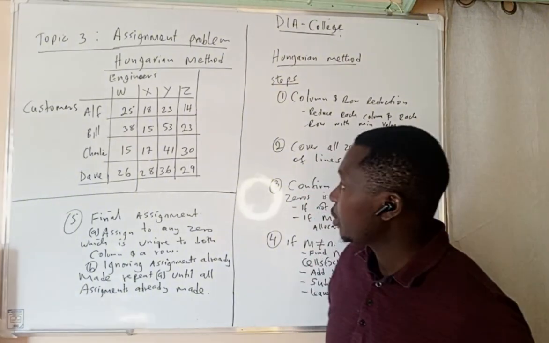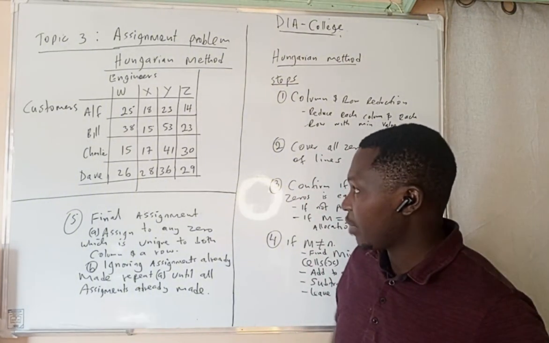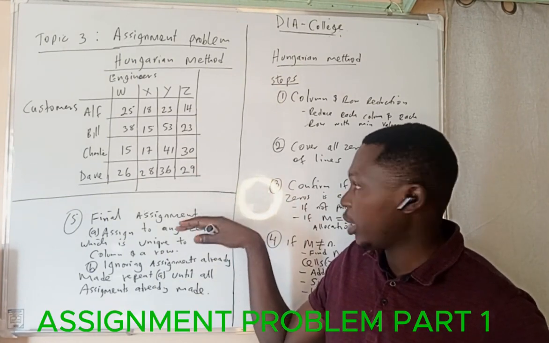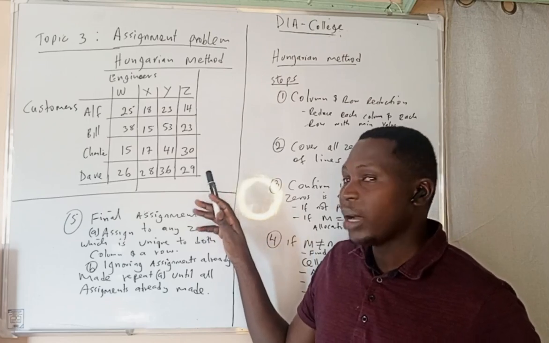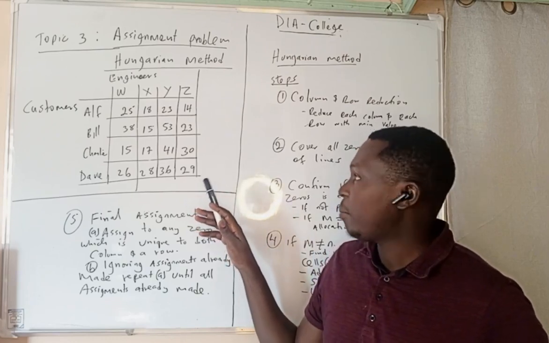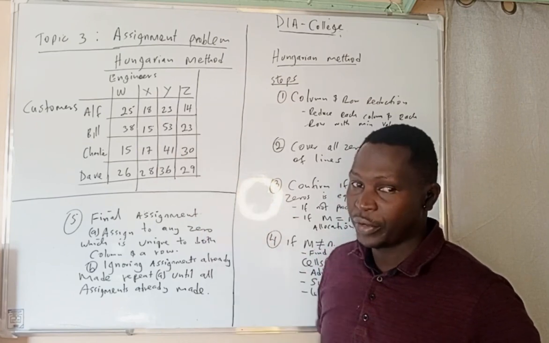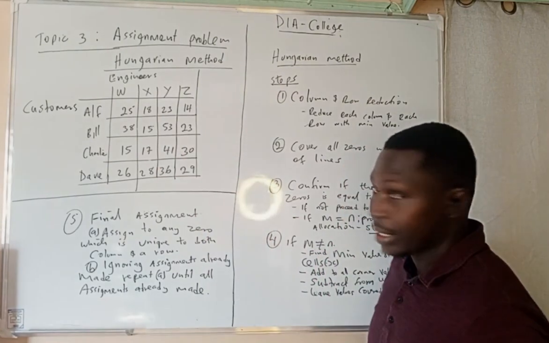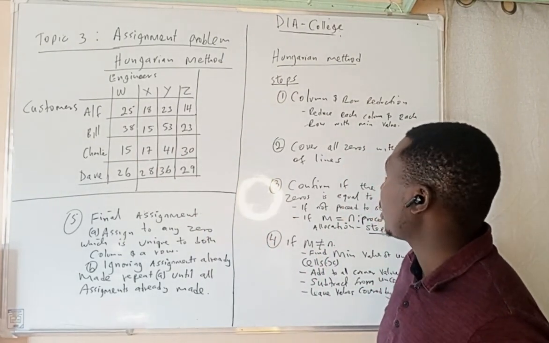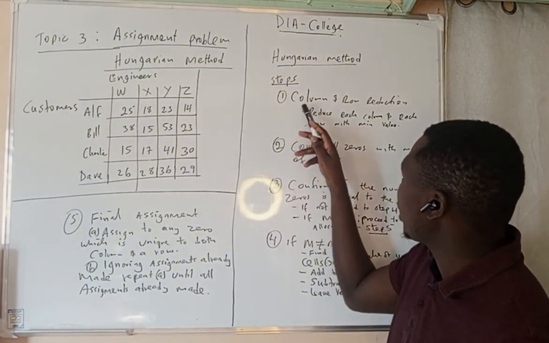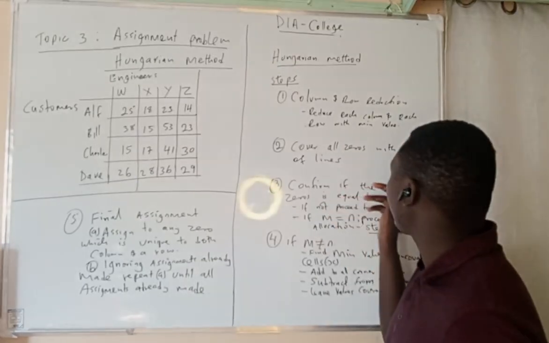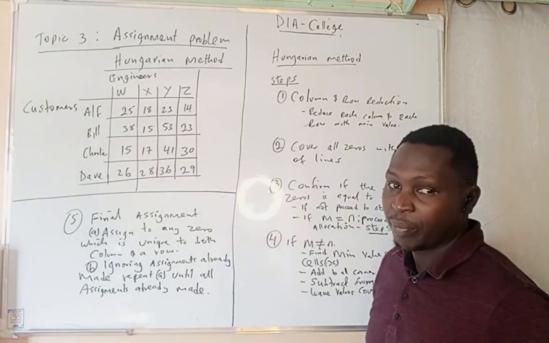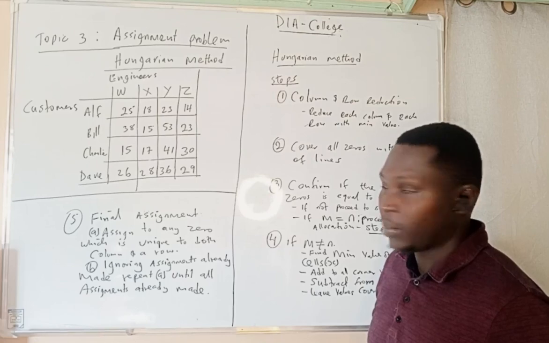After reducing the columns, we do the row reduction by subtracting the minimum value in each row from the values of that row of the matrix. Now, the second step, after the column and row reduction, is to cover all zeros with the minimum number of lines.